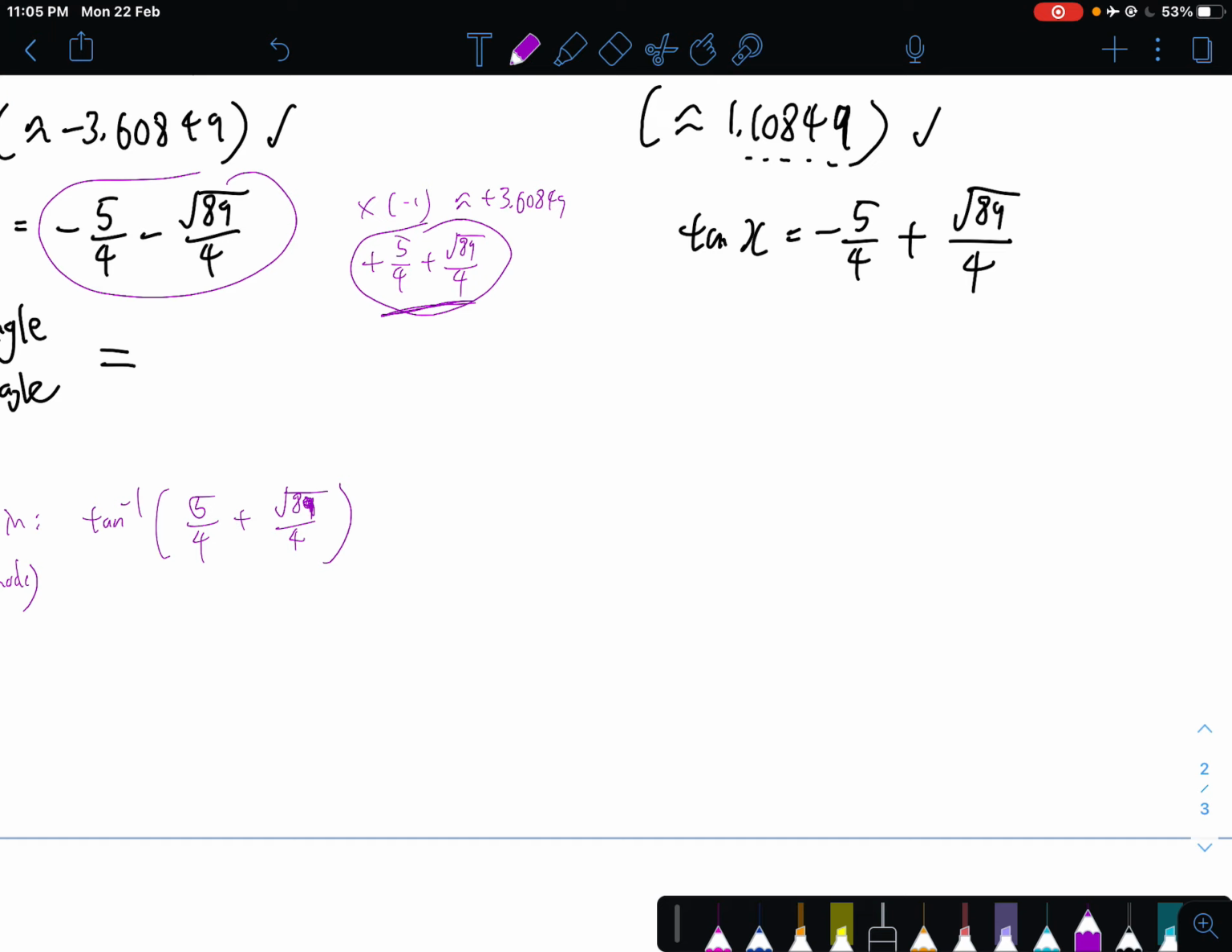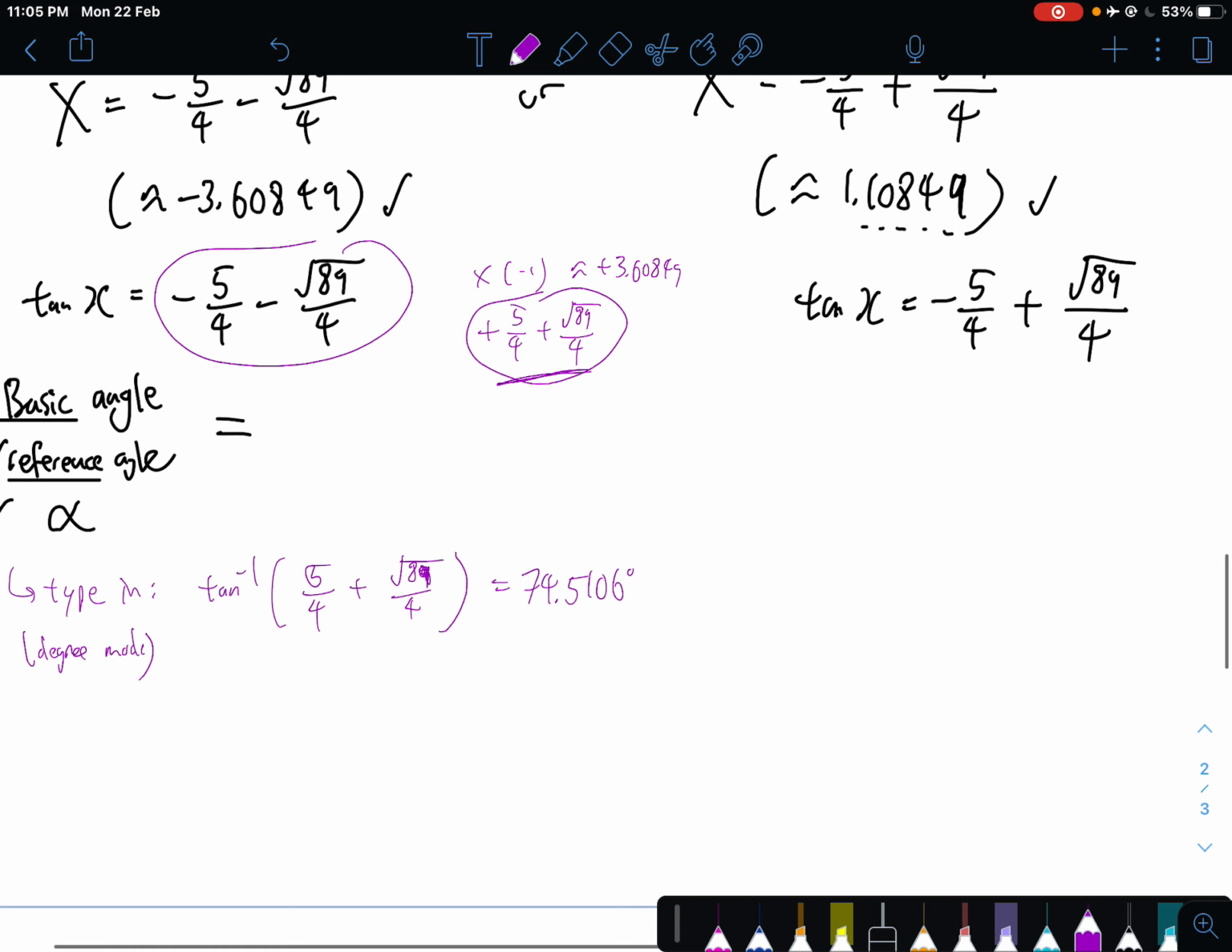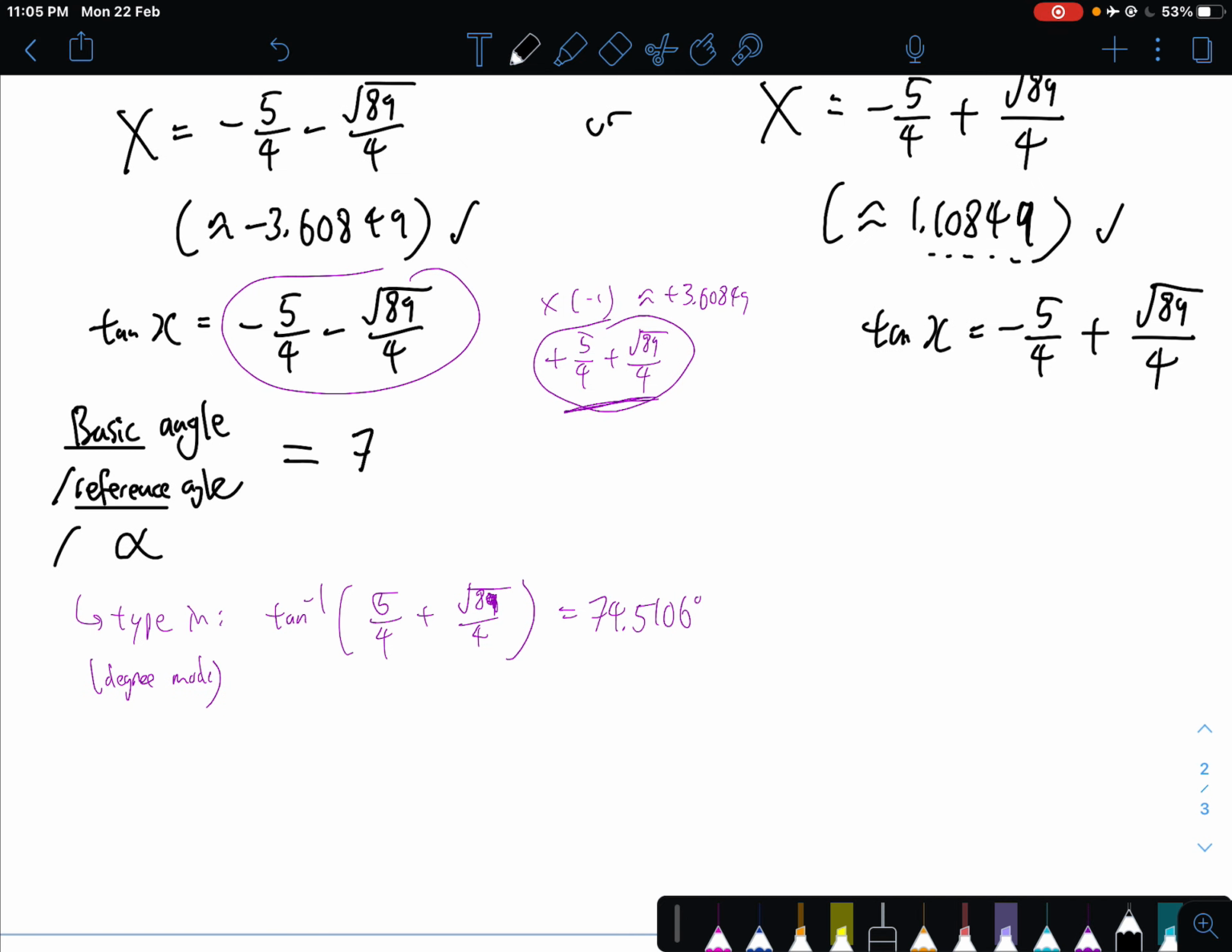Let's take a look at what the answer is. You realize it is 74.5106 degrees. I'll just keep it as that. Then that's when you go back into your answer and write down 74.5106 degrees. You don't need to write down the tangent inverse. You don't need to write down the positive. You just need to write down the final answer, 74.5106 degrees.